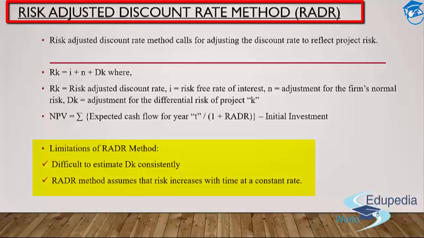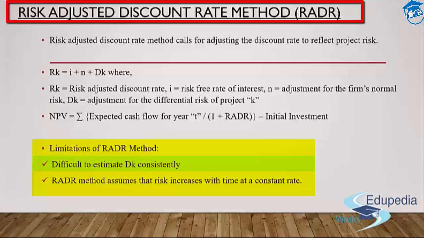Coming to the limitations. The first limitation is that it is very, very difficult to estimate DK, that is the adjustment for differential risk of the project, consistently. It is very, very difficult.